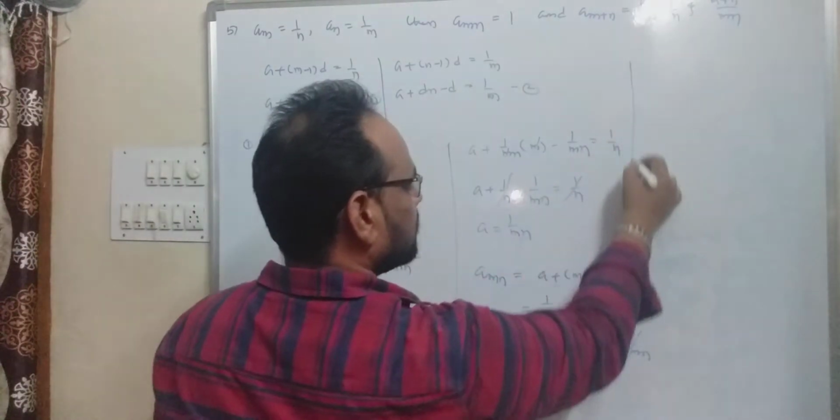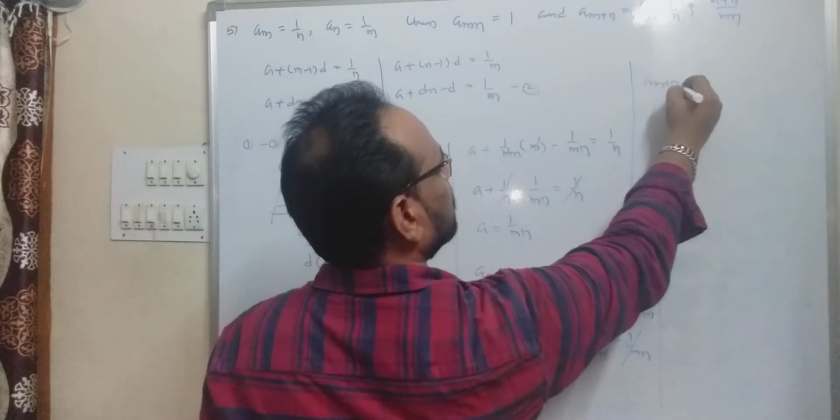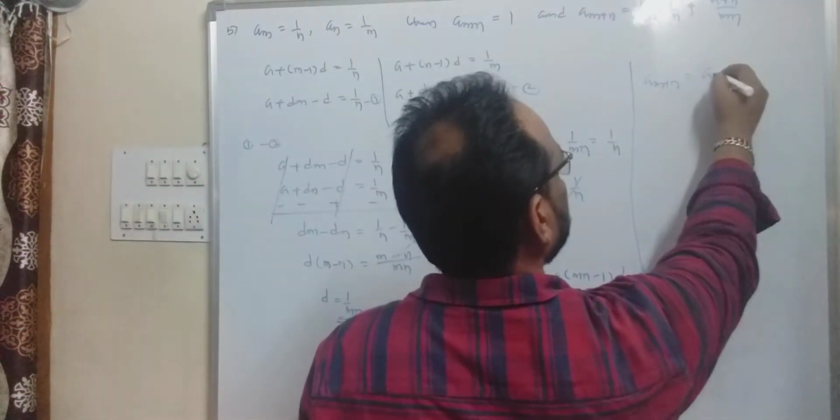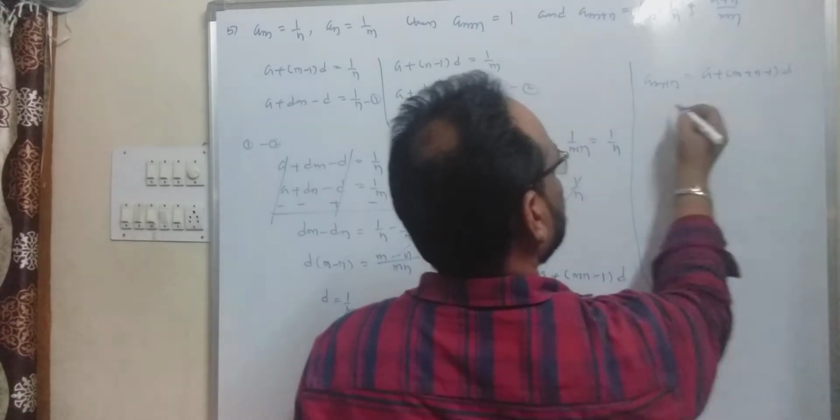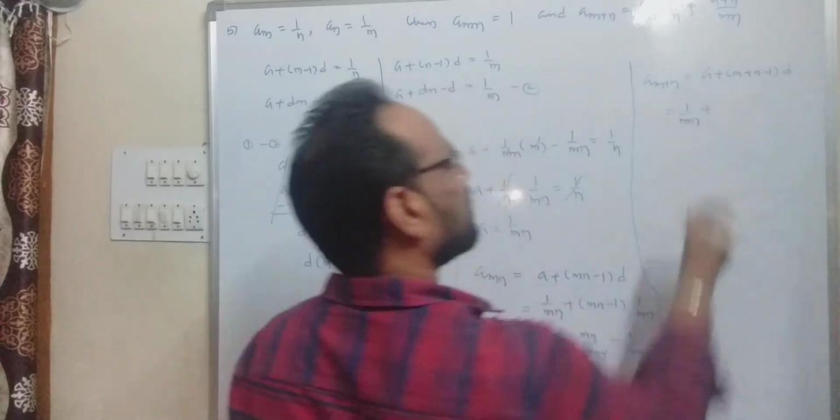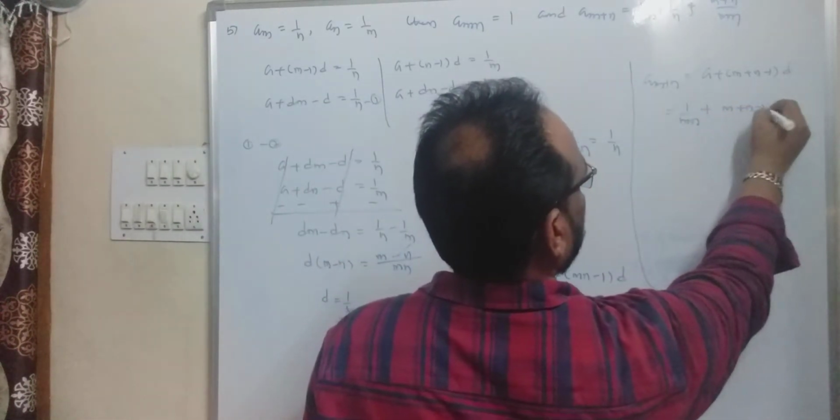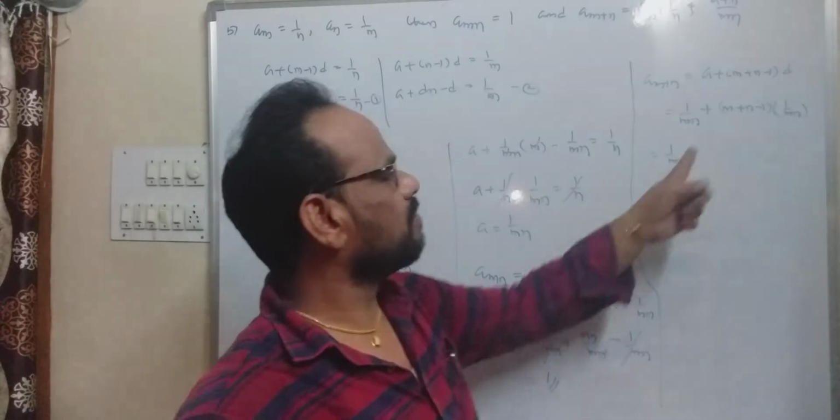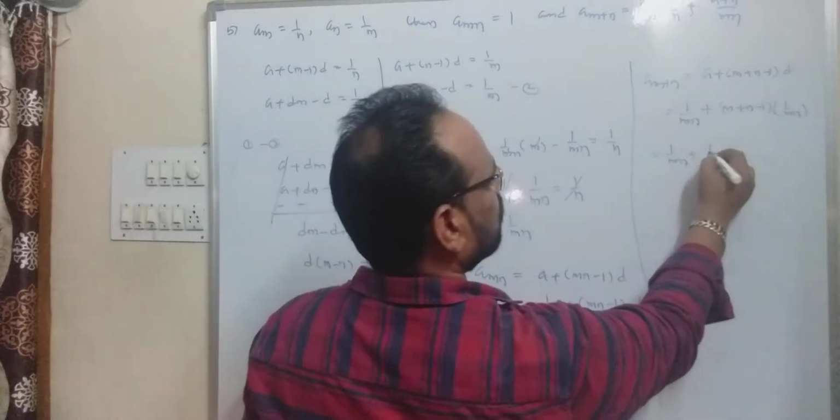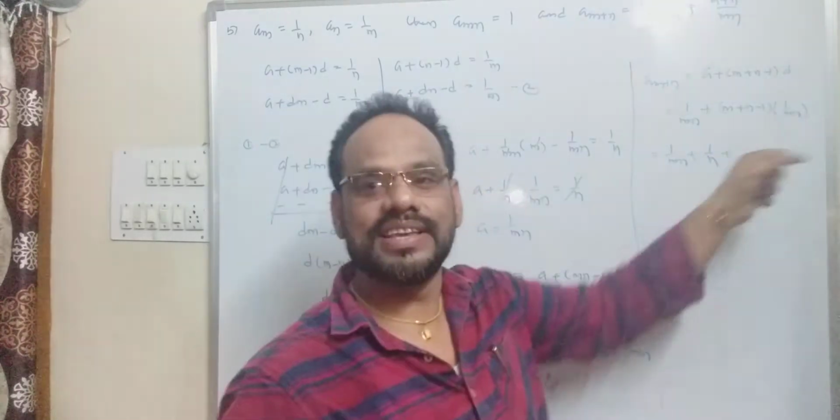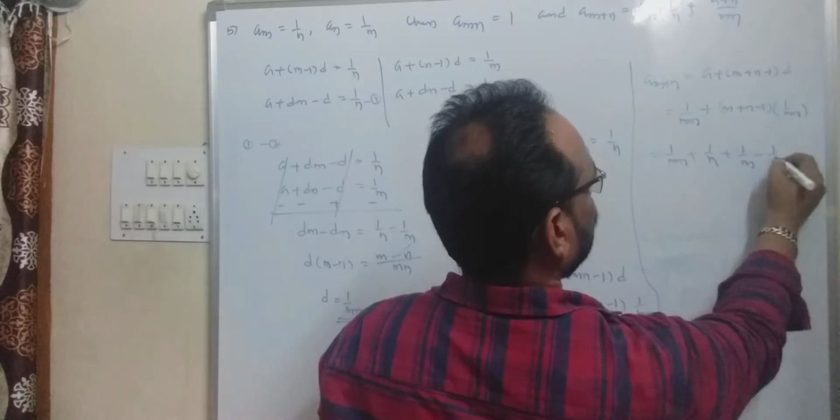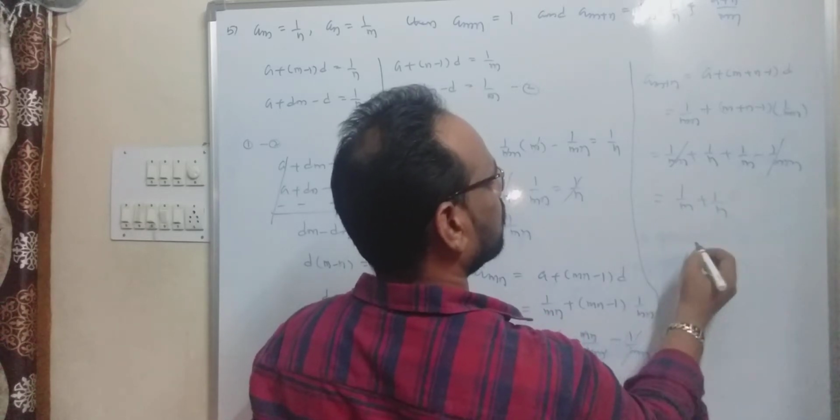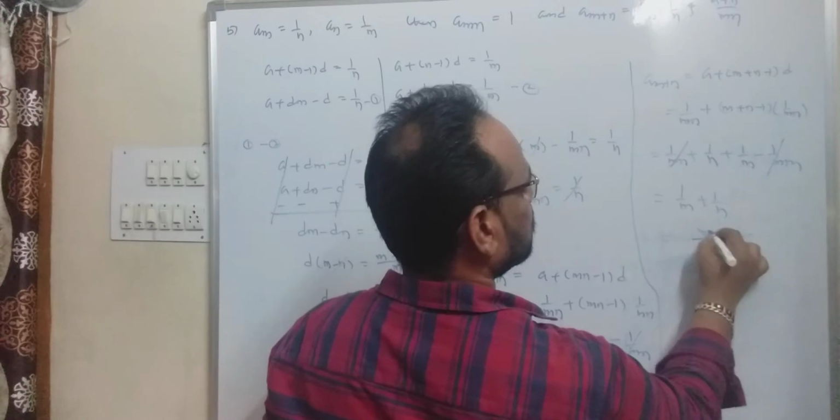And the (m plus n)th term is a_n equal to a plus (n minus 1) into d. So the (m plus n)th term is a plus (m plus n minus 1) into d. So here a value is 1 by mn plus (m plus n minus 1) into d value, here also 1 by mn. That is equal to 1 by mn plus, if you multiply, m into 1 by mn is nothing but 1 by n, plus n into 1 by mn is nothing but 1 by m, minus 1 by mn. 1 by mn gets cancelled, that is nothing but 1 by m plus 1 by n. If you do the LCM, that is mn, this is m plus n.